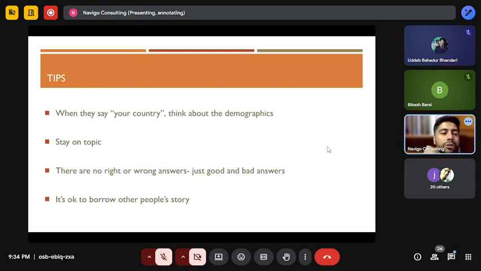All right. So you should be staying on topic. Do not discuss anything outside the area of the topic. And there are no right or wrong answers, just good or bad answers. It's okay to borrow other people's stories. If you are not familiar with a topic, you can tell things that you have heard from another person, or borrow other people's answers as well.